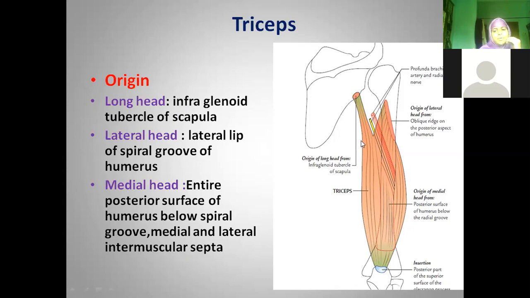Then the lateral head: if you remember the humerus bone, I told you we have the radial groove or spiral groove where the radial nerve is passing. Okay, so from the lateral lip of the spiral groove we will see the lateral head coming, and the medial head is coming from the entire posterior surface below the spiral line or the spiral groove. If you remember, I also told you this is the medial supracondylar line, this is the lateral supracondylar line. Attached to this we have two septa, medial intermuscular septum and lateral intermuscular septum. Okay, so the entire posterior surface of the humerus below the spiral line is giving origin to the medial head. It's a very bulky muscle, triceps.